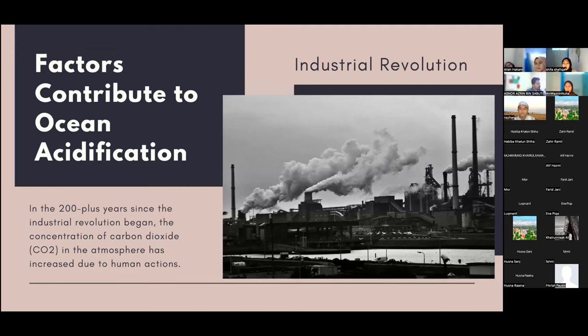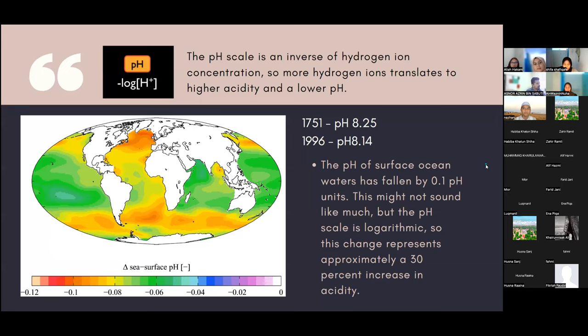Up until today, fossil fuel burning, deforestation, and other land-use changes such as urbanization are increasing the level of carbon dioxide in the atmosphere. In turn, this results in ocean acidification and other climate change. All right, next slide.